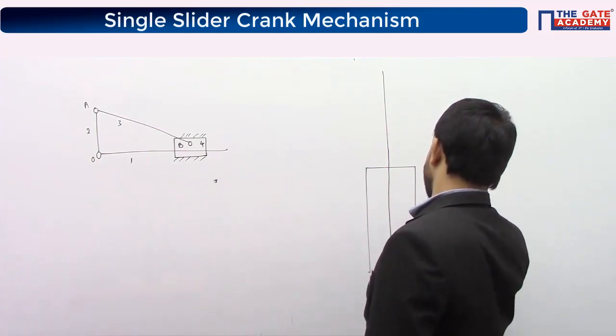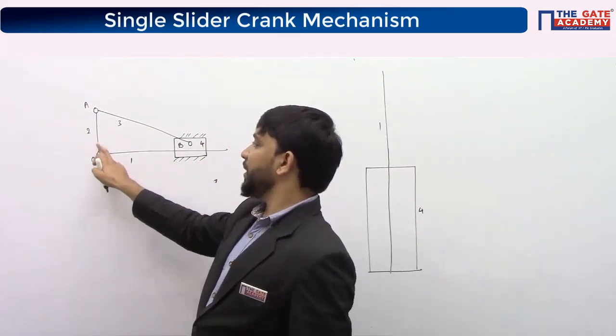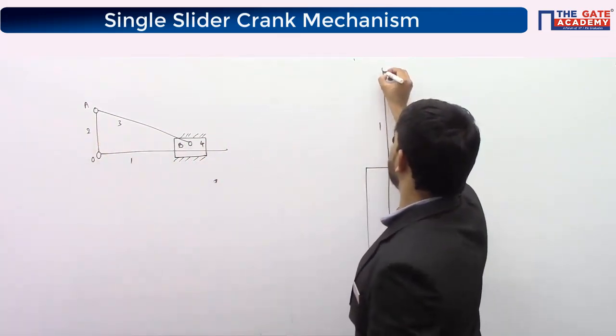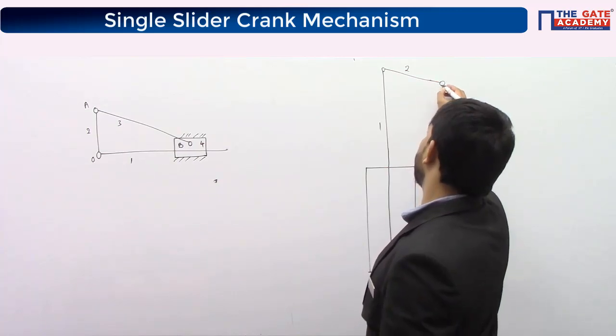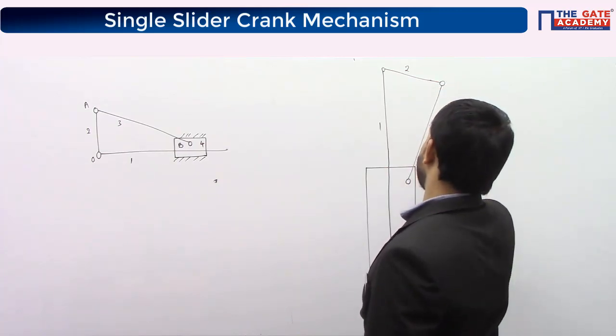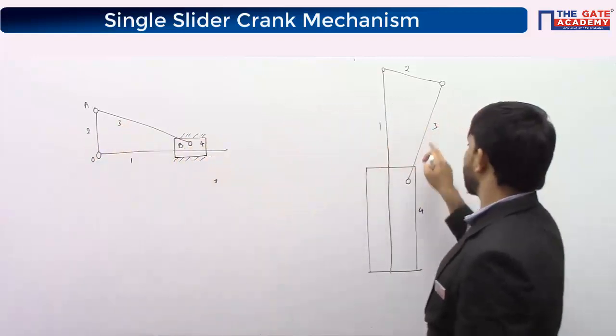This is link number 1. This is link number 4. At the end of link number 1, it is connected to link number 2. And link number 2 is connected to link number 3. So link number 2 is connected to 3, 3 is connected to 4.